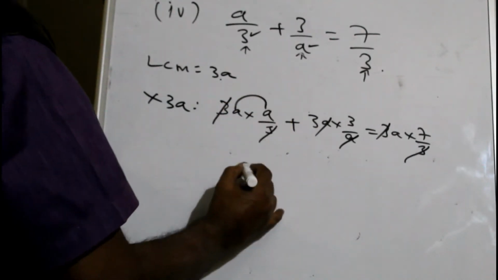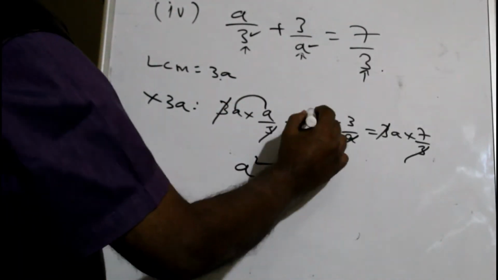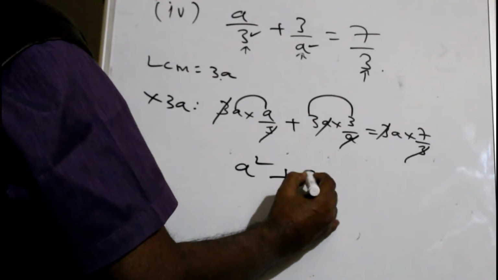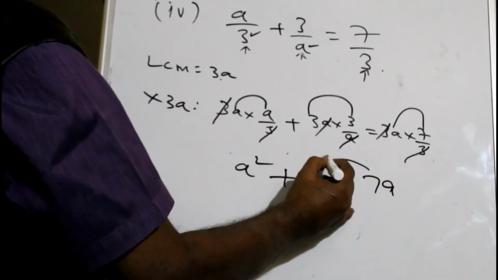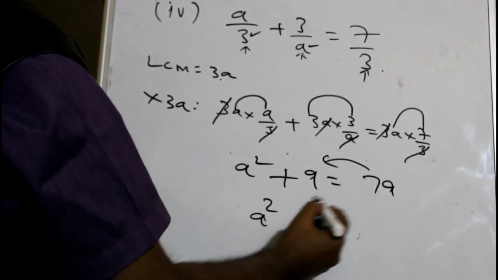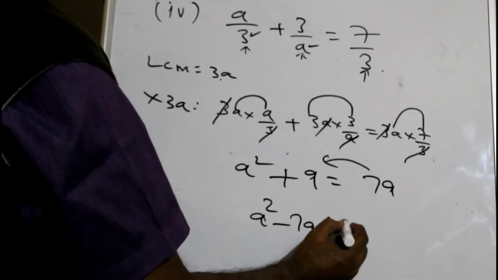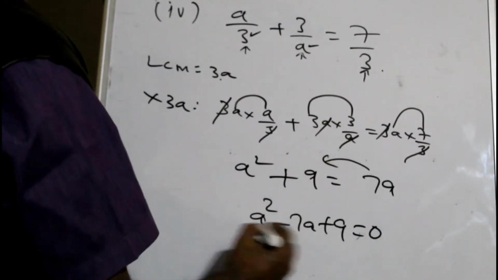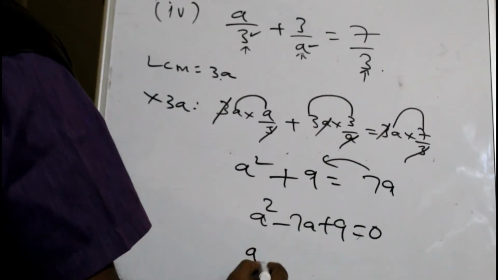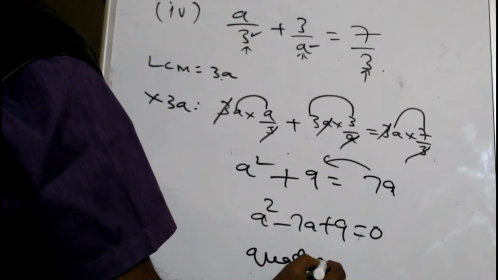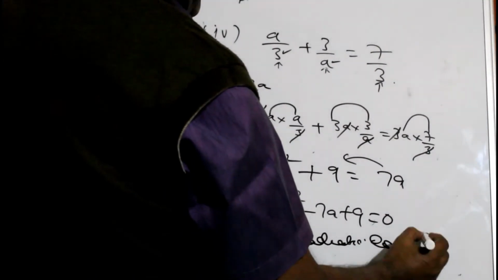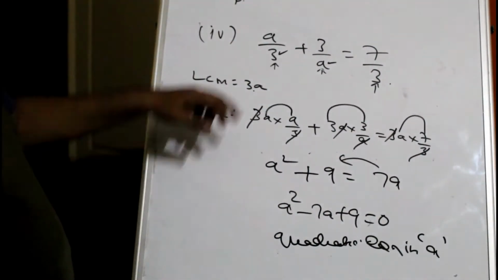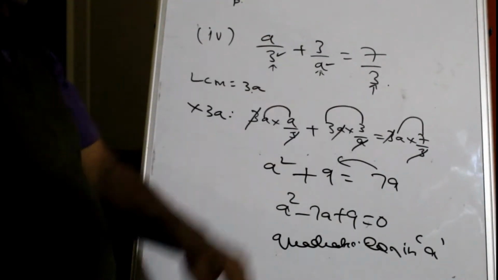Now a into a is called what? a square. 3 threes are called what? 9. a into 7 is called 7a. Bring the 7a to this side and write a square first: a square minus 7a plus 9 equal to 0. This is a quadratic equation in the variable a.